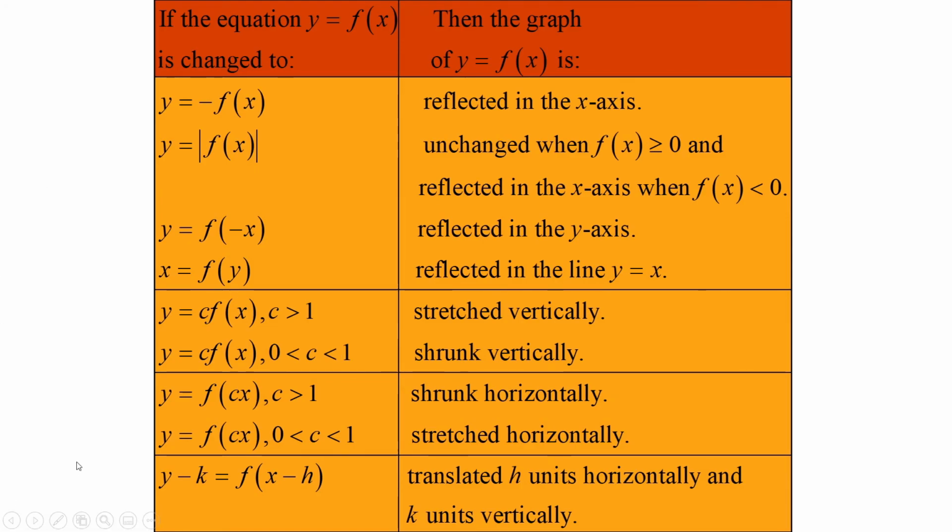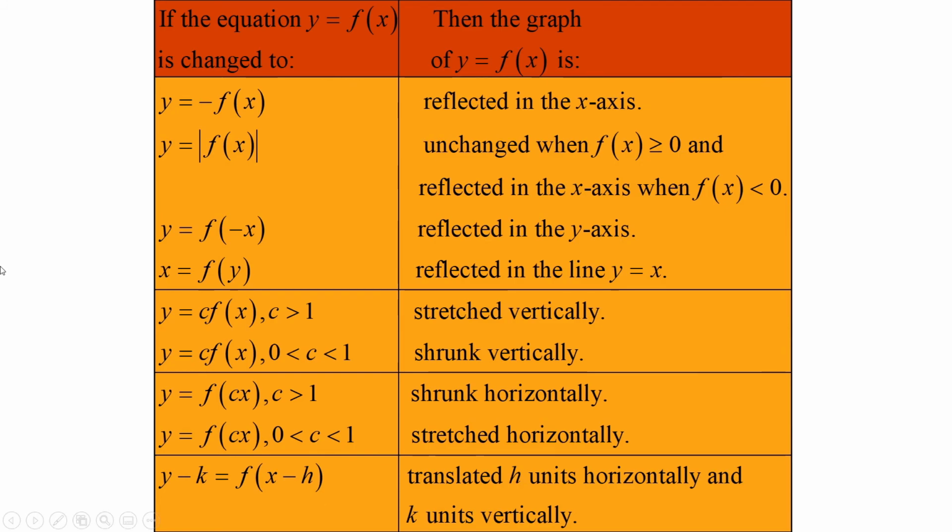And then here, y equals f of c times x. Notice I'm multiplying the x by the c. And if that c is greater than 1, what does that do? That divides the period. So that's going to be a horizontal shrinkage of that graph. And if my c is in the open interval between 0 and 1, that's going to stretch my graph horizontally.